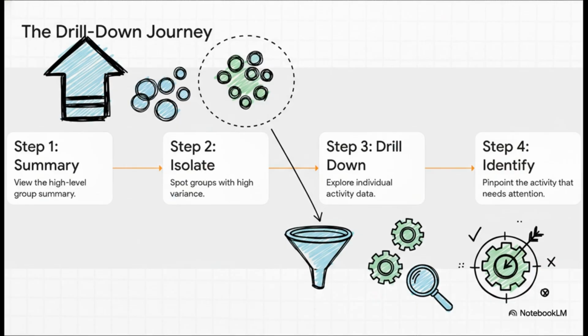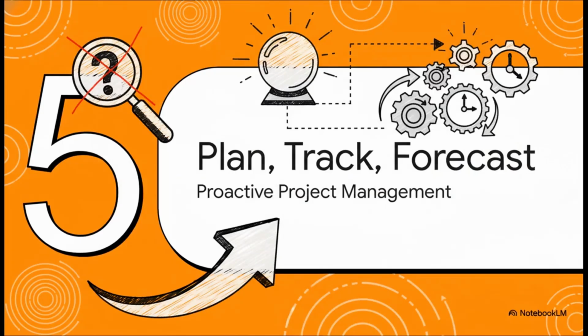You start with that high-level summary, you spot a group with a big variance, and then, boom, you can dive all the way down to the individual activity level. This is how you go from just knowing there's a problem to finding the exact activity that needs your attention right now.